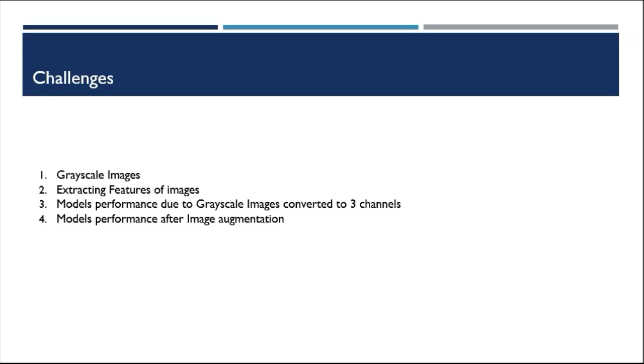And the fourth one, when we applied data augmentation, the CNN model had only 14% accuracy. One of the reasons was that we were using 3 channels instead of 1 channel, meaning RGB instead of grayscale images.